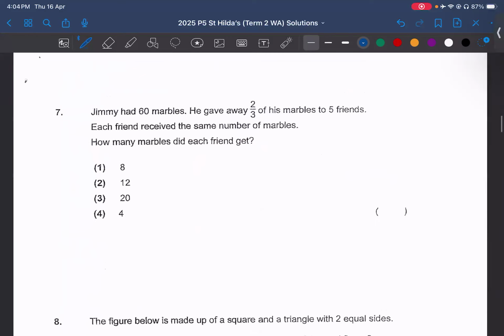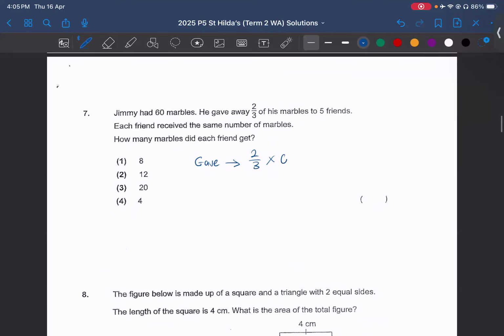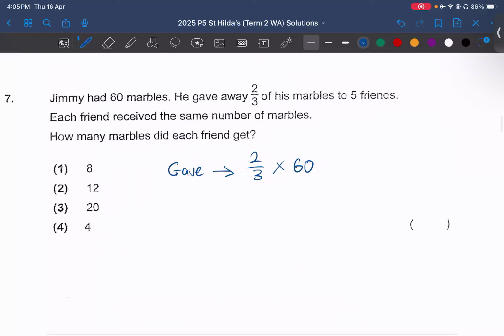So Jimmy had 60 marbles. He gave 2/3 of the marbles away. So how much did he give away? It will just be the fraction he gave away, which is 2/3, multiplied by his total, which is 60 in this case. So we have a fraction multiplied by a whole number. In this case, your denominator of your fraction and your whole number you can cancel, right? Since 60 is a multiple of 3, we can cancel. So 3 becomes 1, and then 60 becomes 20. So in this case, what we have is 2 over 1 times 20, which is 2 times 20, which is 40 in this case.